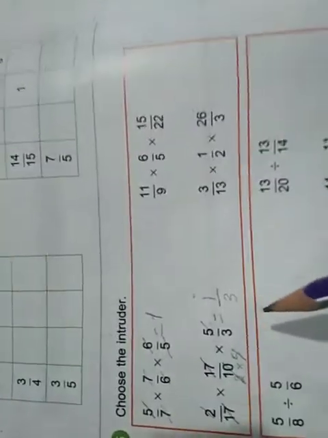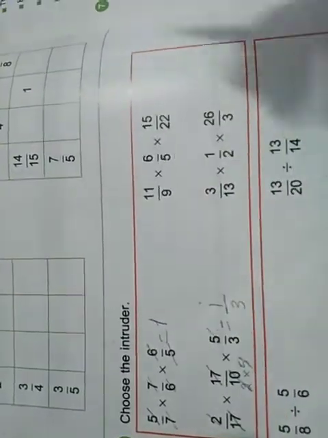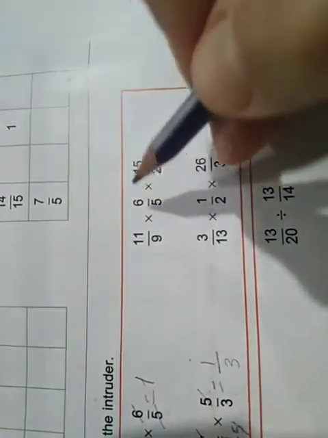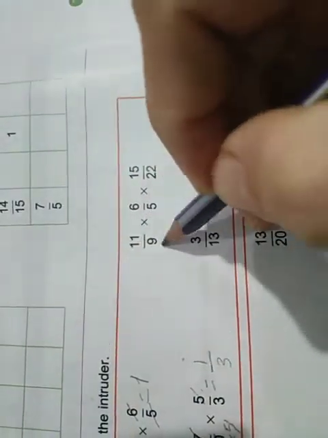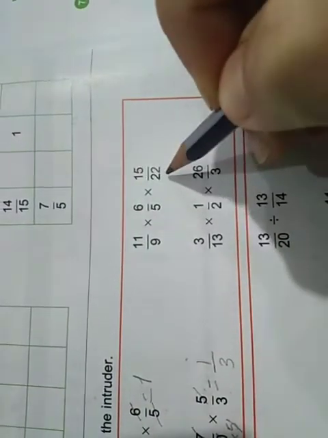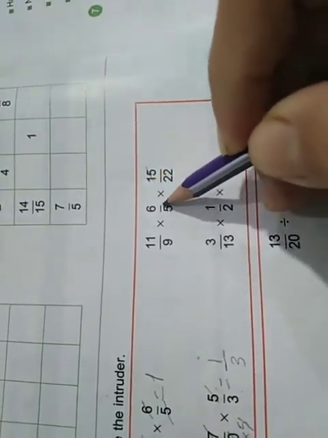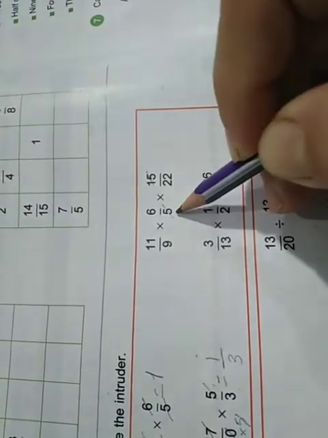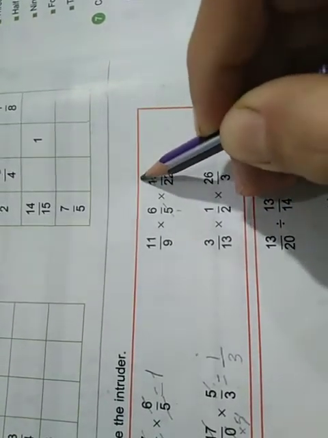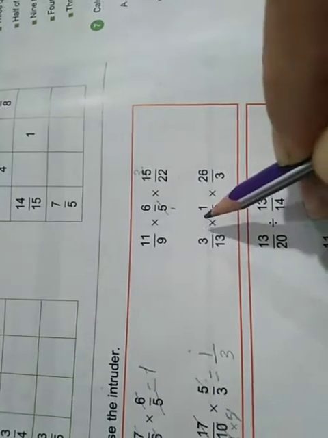Let's complete to know which one of them is the intruder. Here we have 11 over 9 times 6 over 5 times 15 over 22. To start, we know that if we divide 15 and 5 by 5, 5 divided by 5 is 1 and 15 divided by 5 is 3.